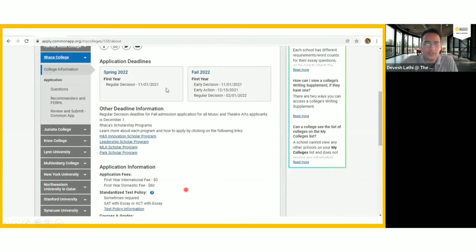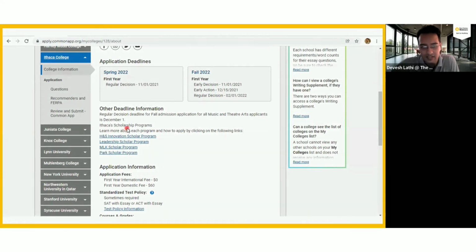Ithaca is one of the best, a top liberal arts college located in the city of Ithaca, right next to Cornell University. And if you're applying for music and theater programs, then the regular decision application deadline is December 1. So although the regular decision application deadline is Jan 1 for all the other programs, for music and theater programs, you need to apply by December 1, because following that, there are interviews, there are auditions, a lot of things to take care of. So December 1 is the deadline.